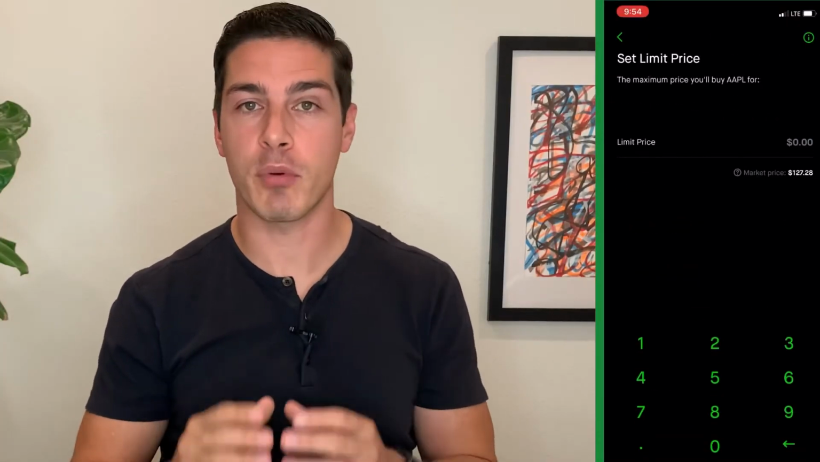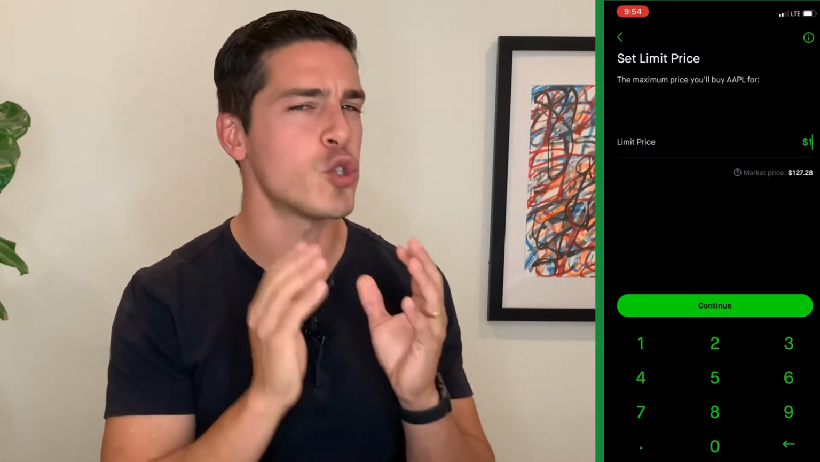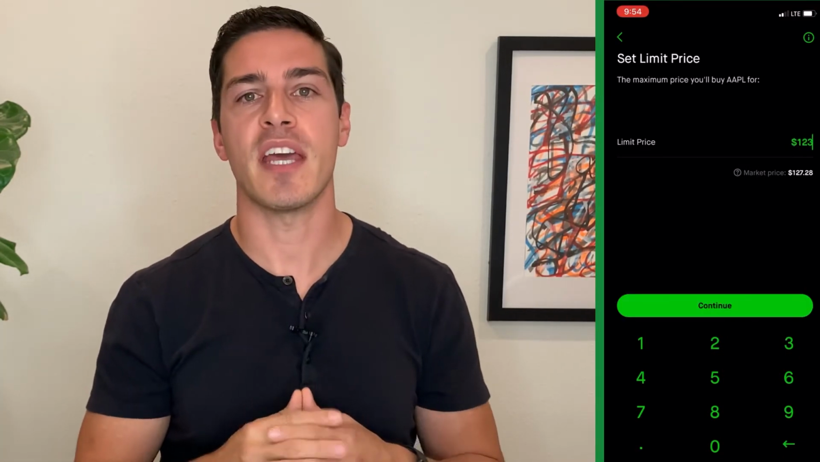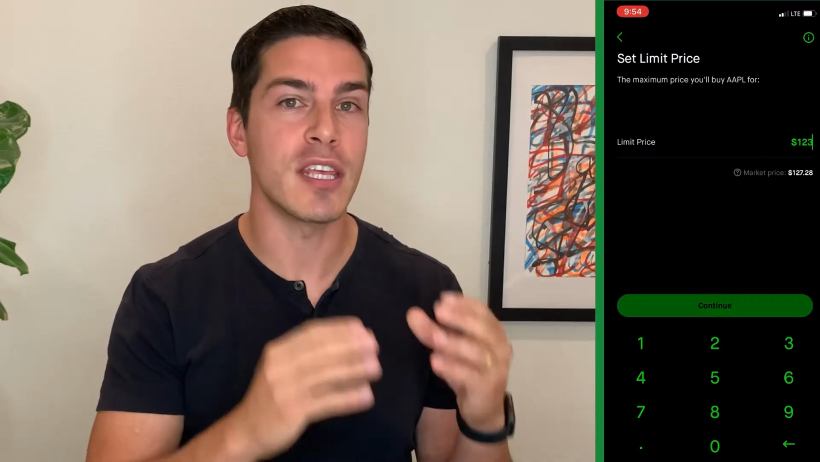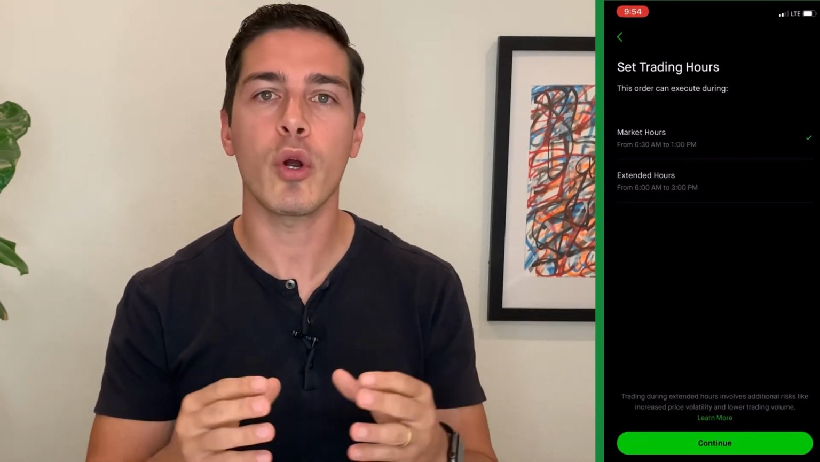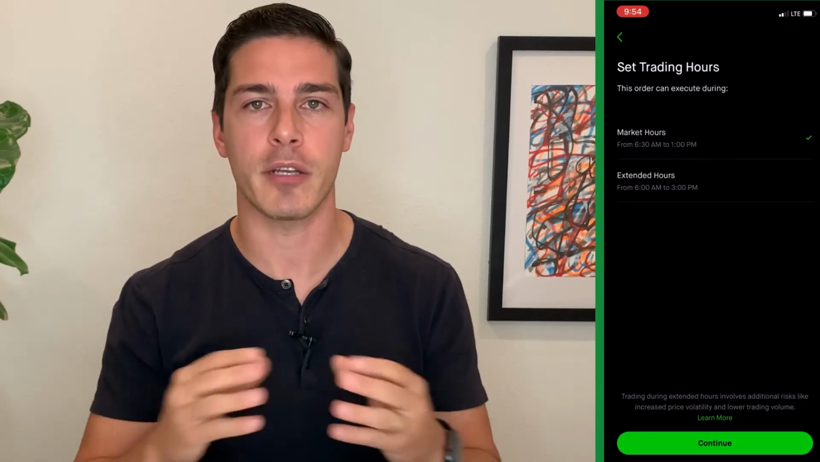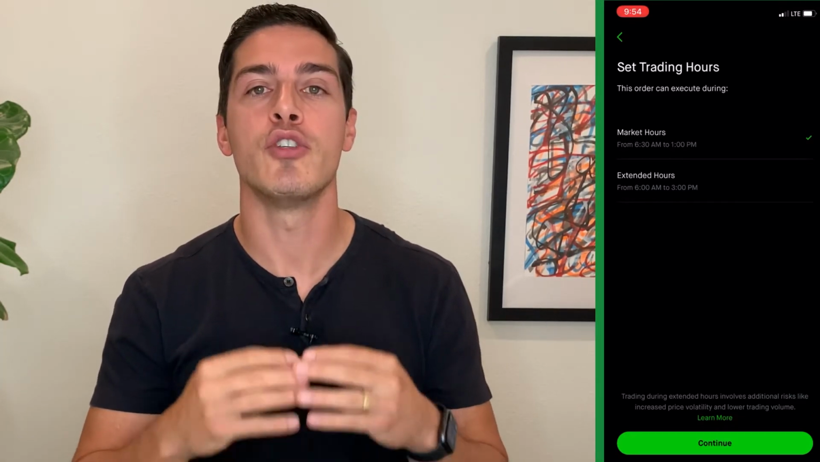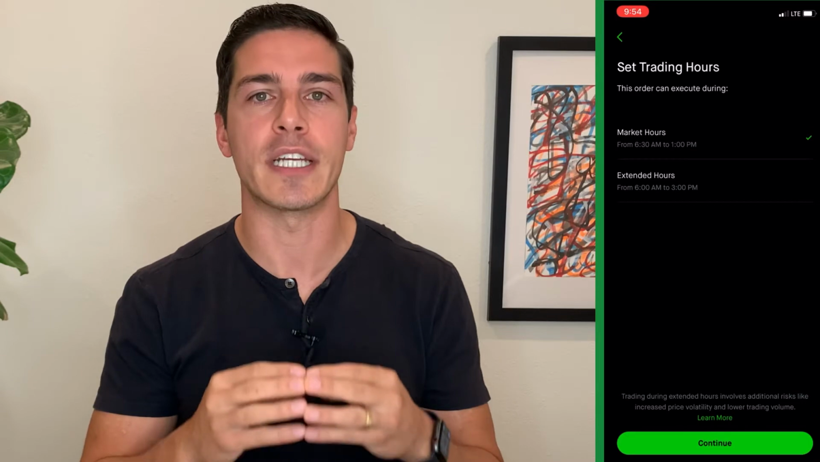Start off by setting your buy limit price. Remember, this is the price that you want to pay for this stock. And then you can also look at the time frame in which this order can fill. Do you want it to be within the regular market hours, or do you allow for extended hours trading? I personally prefer to only use the market hours.